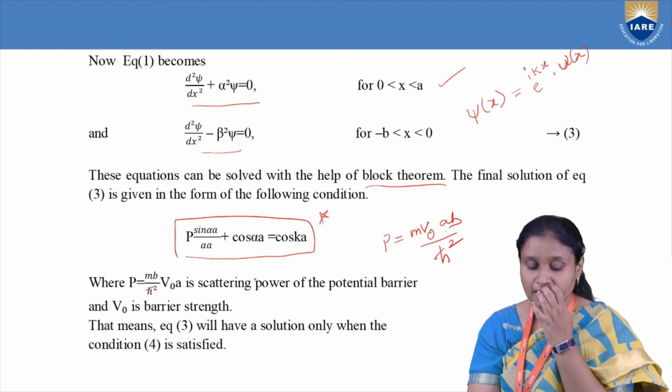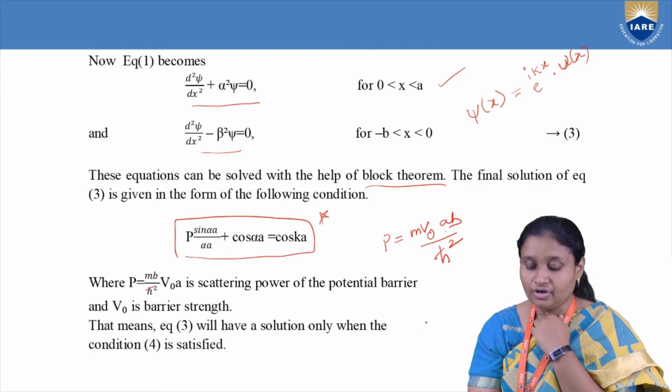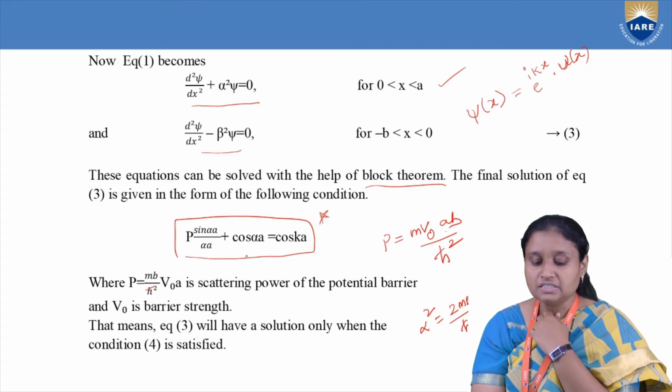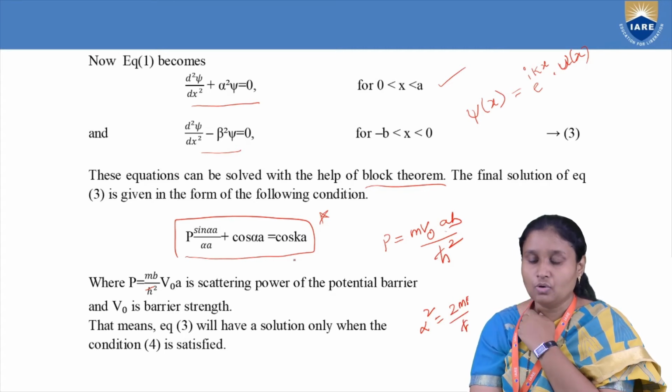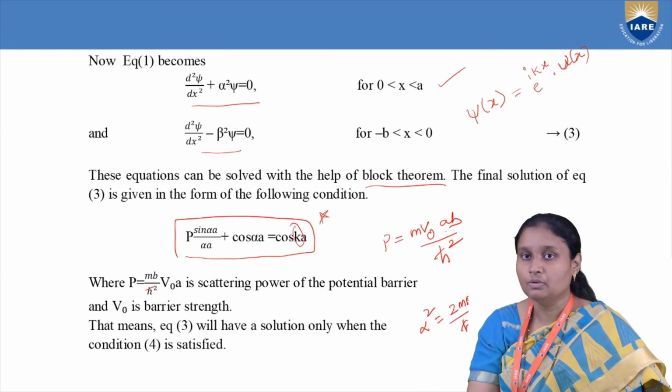So P is given. P sin alpha A by alpha A, we know alpha. What is alpha? Alpha square is defined as 2mE by h cross square. Plus cos alpha A is equal to cos Ka. And what is our k? K is the wave number or propagation vector. And this equation is very important in order to understand the concept of band theory.